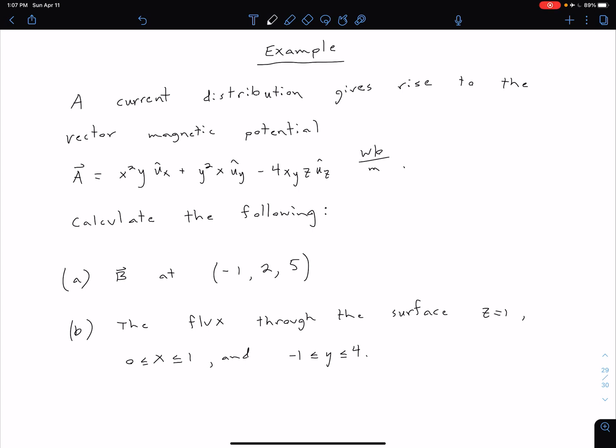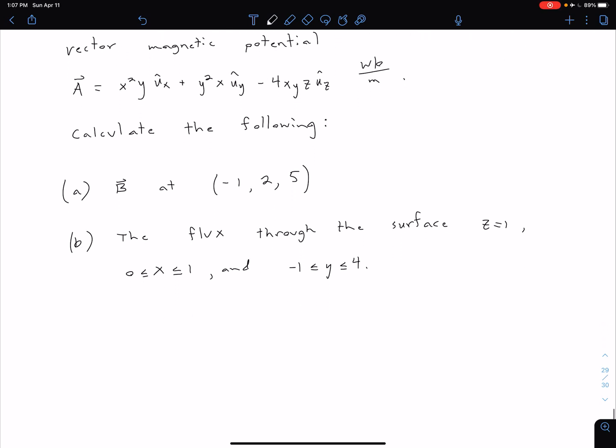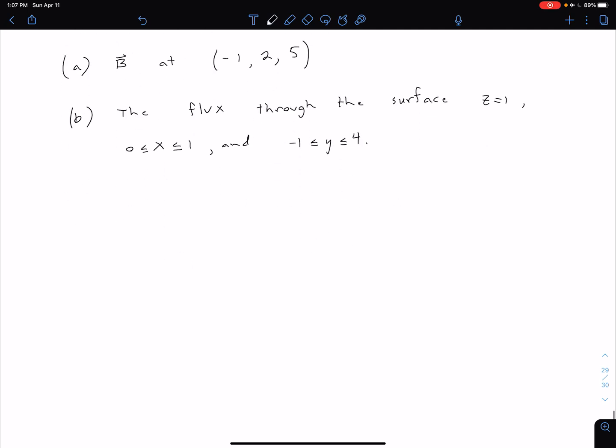So for part A, our approach is that we're going to find a general expression for B using our equations that relate B and A, and then we're going to plug in these specific values. So let's go ahead and set that up for part A. We know that our magnetic flux density B is just equal to the curl of A. Thankfully this is in Cartesian coordinates, so it's not going to get too messy.